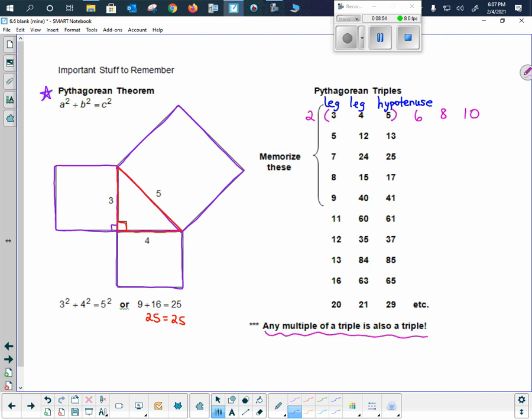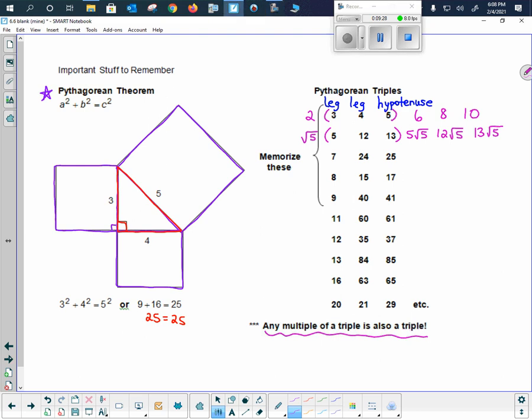Likewise, it doesn't have to be such an easy number. It could be a root. How about root 5? If I take root 5 times all of those, then 5 root 5, 12 root 5, and 13 root 5 are another triple. All right, so get those first 5 memorized, and you're going to see the benefits of it and how it's going to help you make some shortcuts.